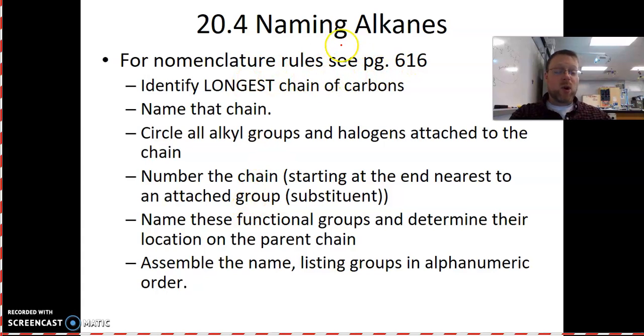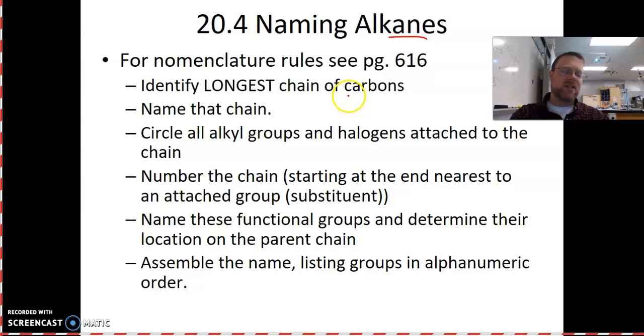Hey everybody, in this lesson we're going to learn how to interpret the names and structures for some alkanes. These are single bonded hydrocarbons, and these things can branch and have attachments onto them, and so the naming system for these is a little bit more complicated than some of the other things that we've looked at.